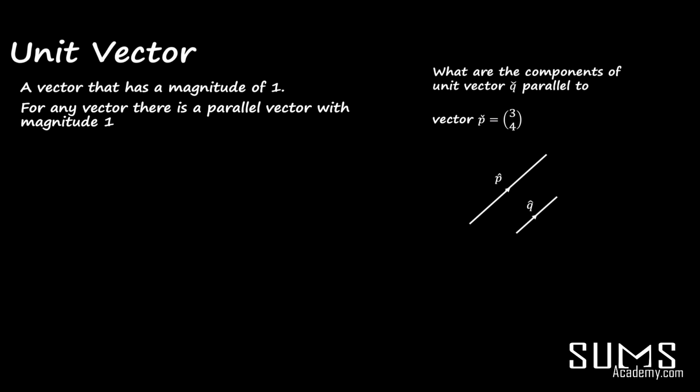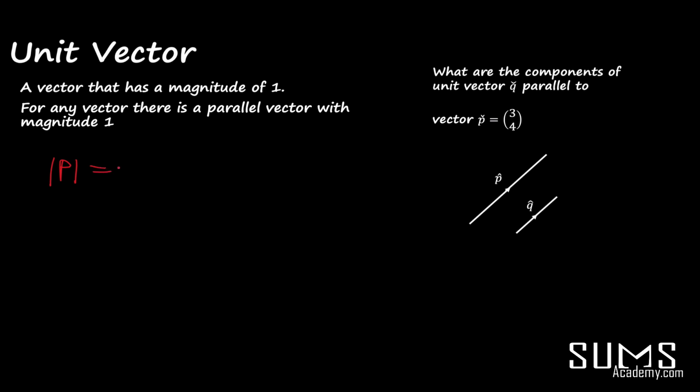So let's do an example just to cement this in. What are the components of the unit vector q parallel to the vector p? Okay, so we've got a vector p, that's (3, 4), and we want to know what the components of this one are. What we're going to have to do first is work out the magnitude of the vector p in the first place. So how do we do that? Well, let's work out the magnitude.